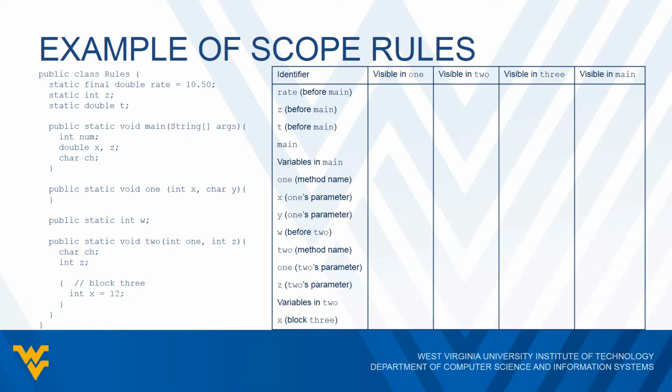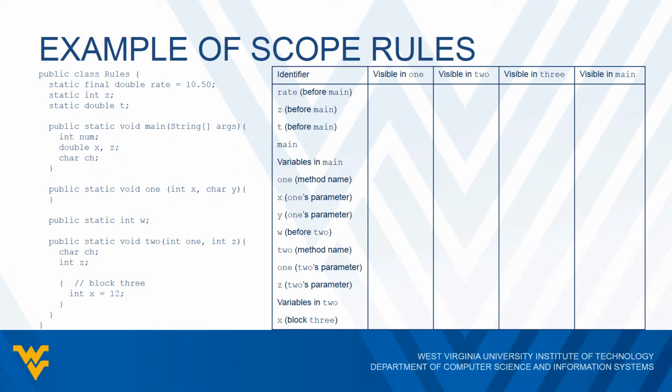So with all these identifiers, we can check to see where each one is visible. Where are all these identifiers visible? Are they visible in 1, 2, block 3, or even in main? What we're going to do is take a look at each identifier we have in this code, and figure out where it's declared.